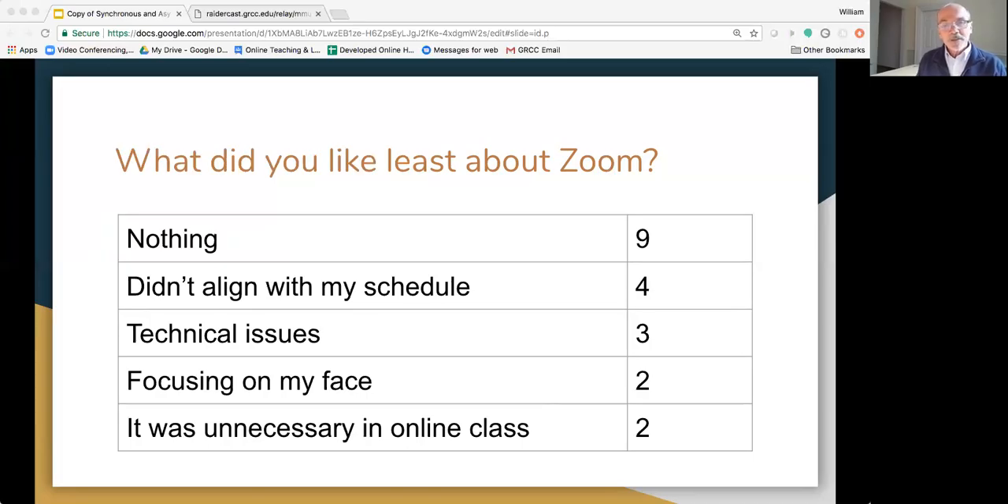Now, keeping in mind that this was a voluntary session, they weren't required to attend, but they felt like they missed out on something if they weren't able to attend. So these instructors did record sessions and did post those sessions. And I've had that same experience myself.